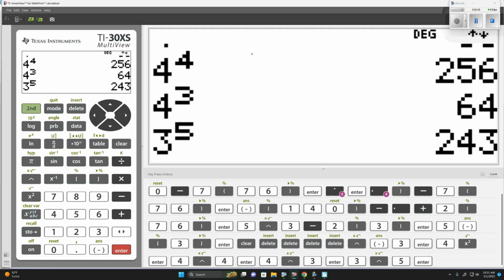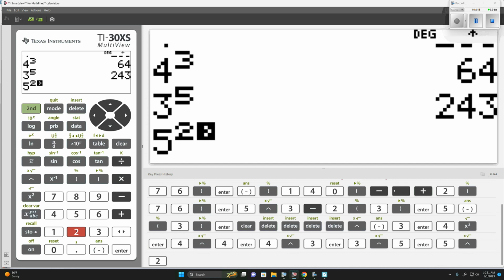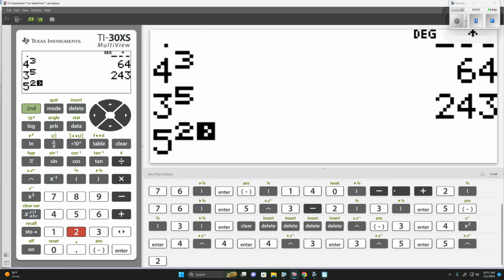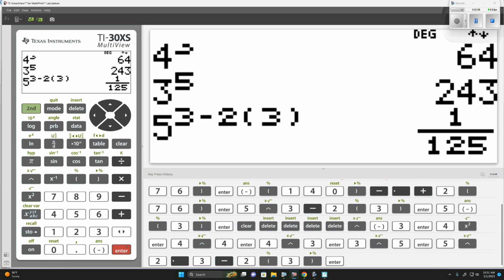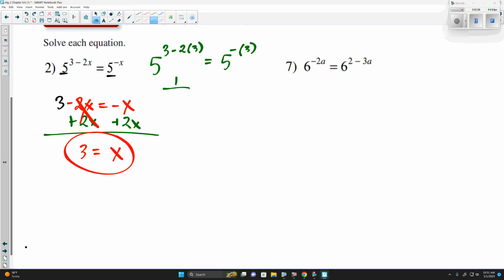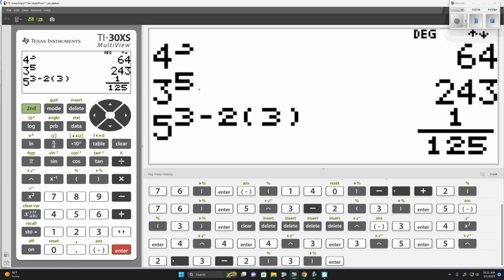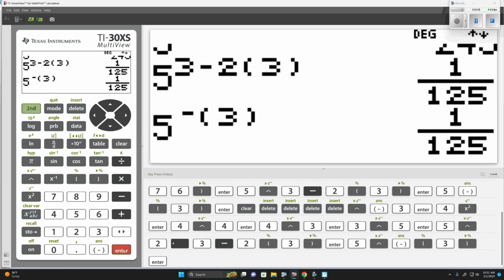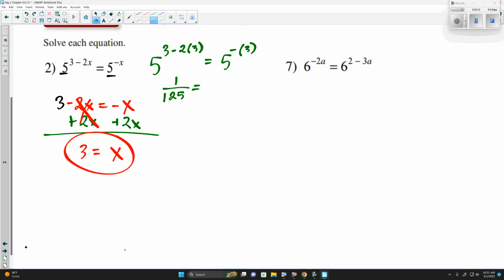Now we can plug this into a calculator. 5 to the 3 minus 2 times 3 gives us 1 over 125. So this side is 1 over 125. Now 5 to the negative 3 is 1 over 125. Since they are the exact same, guys, it means that this is the solution. Questions on any of this here?